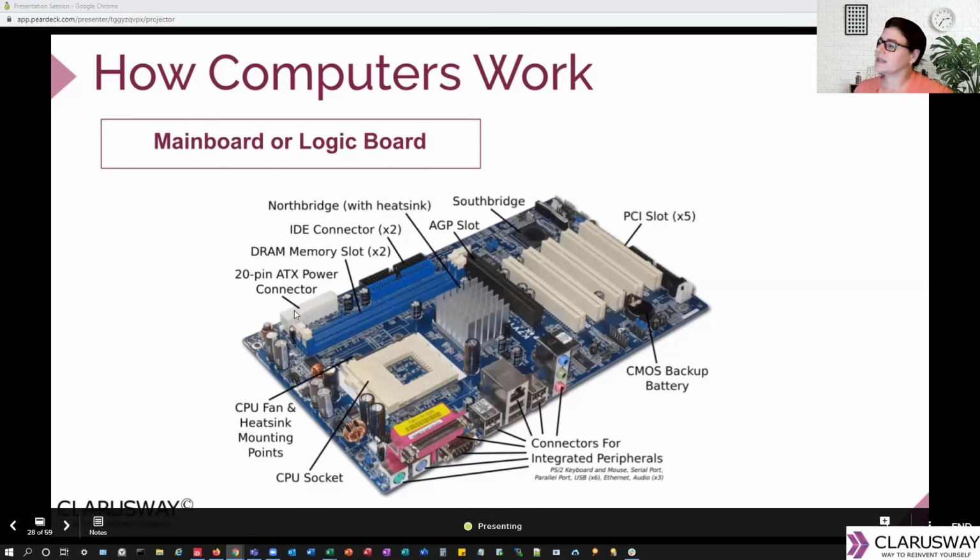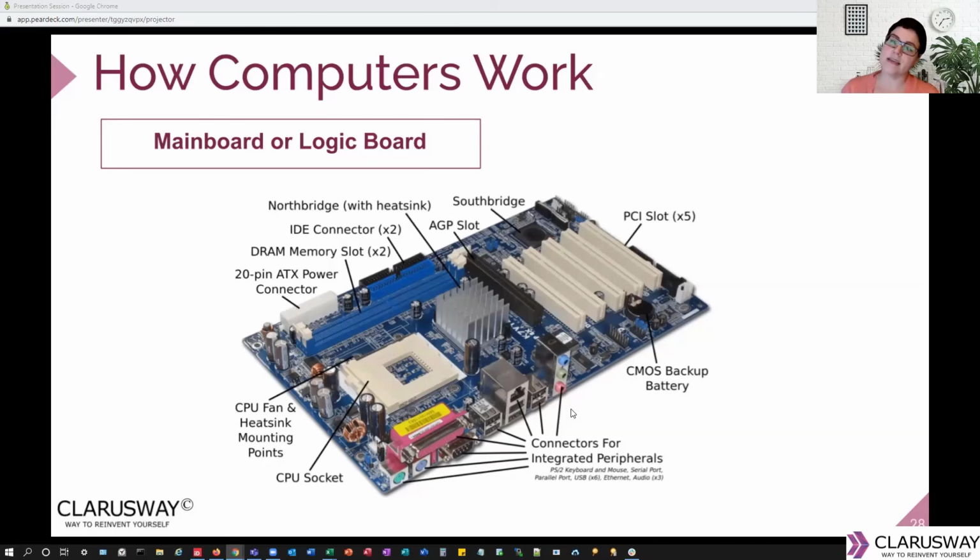We have different types of connectors on this board. You can see here it's a 20-pin ATX power connector. So that's where your power is going to plug into the board. And each one of these plugs, you've obviously noticed that you're using a mouse, you're using a keyboard. Each one of these plugs has a unique form factor.